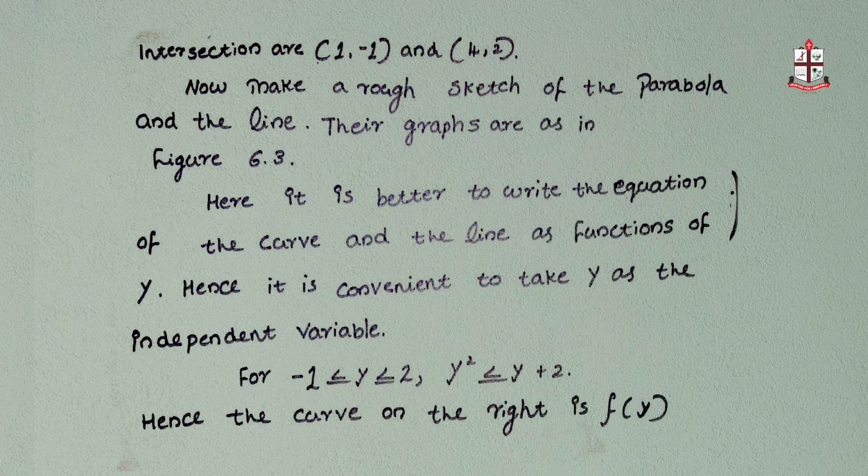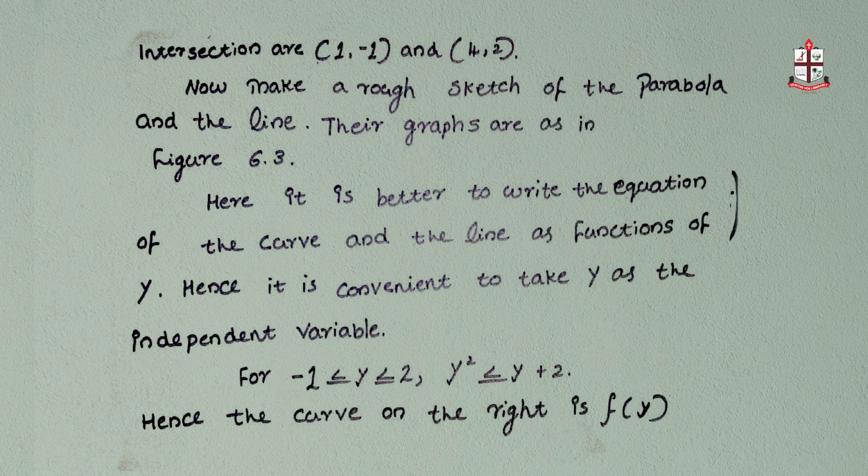Now, in order to make a rough sketch of the parabola, graphs can be found out, and the graph will be as in the figure. It is better to write the equation of the curve and the line as functions of y. Here, considering the independent variable as y, you will get minus 1 less than or equal to y less than or equal to 2, and y square is less than or equal to y plus 2.